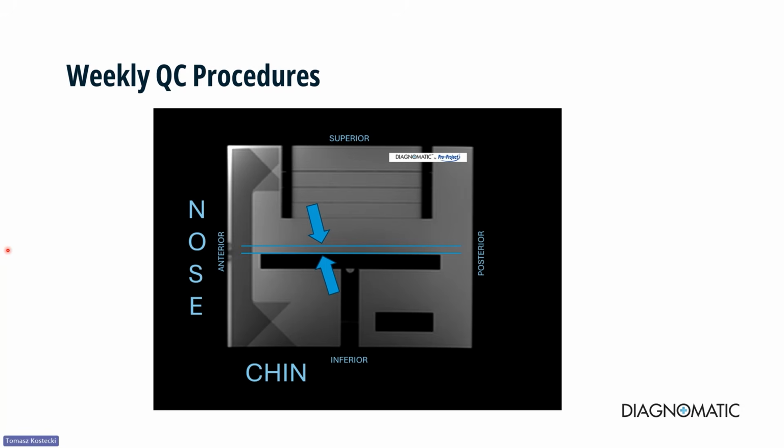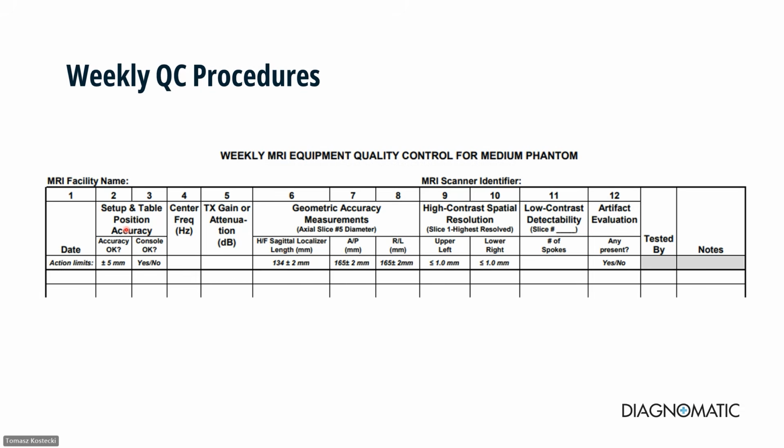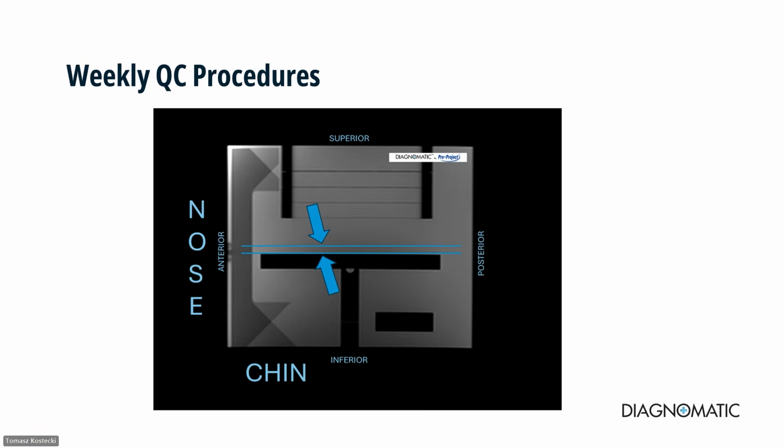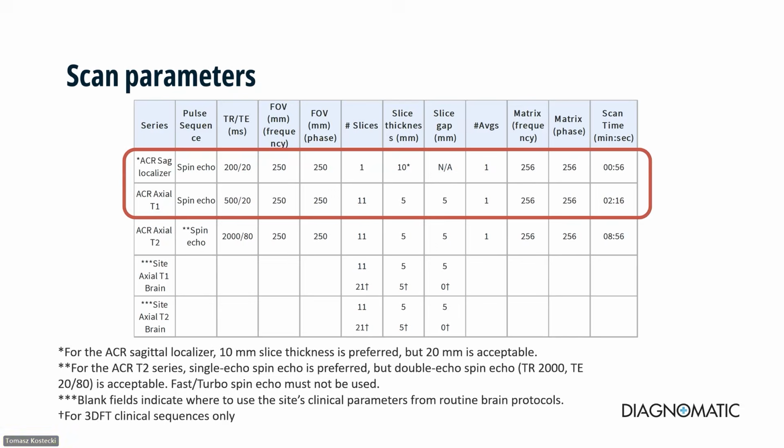If this value is within the accepted tolerance, the table position accuracy is considered acceptable. So it's 5 millimeters. You can move plus or minus 5 millimeters. Further tests are assessed using the axial scans of the Phantom.